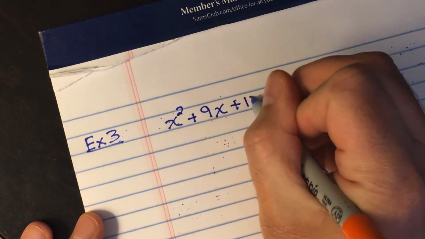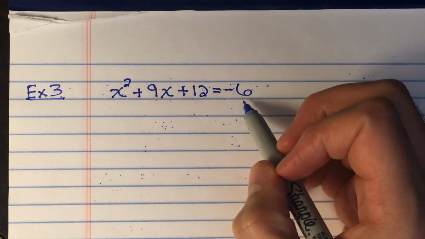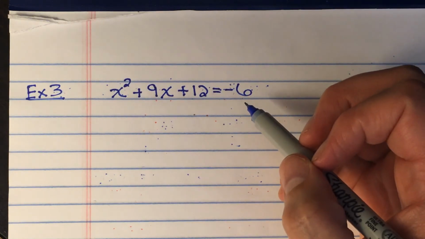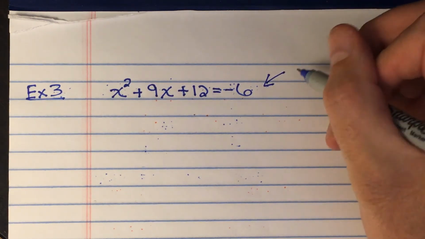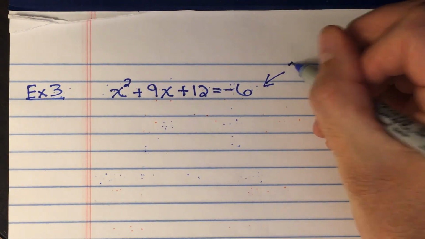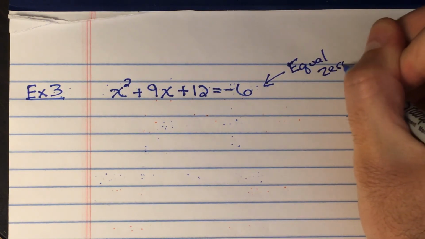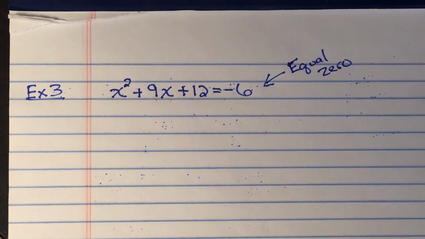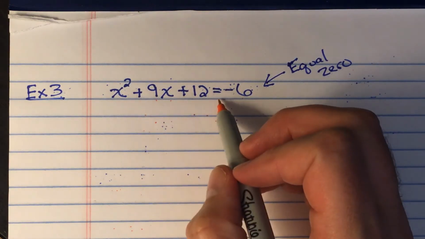plus 12 equals -6. So one of the things I want you to notice is in this one, it doesn't equal 0. We didn't really make a big deal of it before, but for our method of solving to work, this side has to equal 0. And if it doesn't, our first step is to make it equal 0. Remember, the nicest part about algebra is if it doesn't look like you want it, you can always just change it around. So in this one, x squared plus 9x plus 12 equals -6.